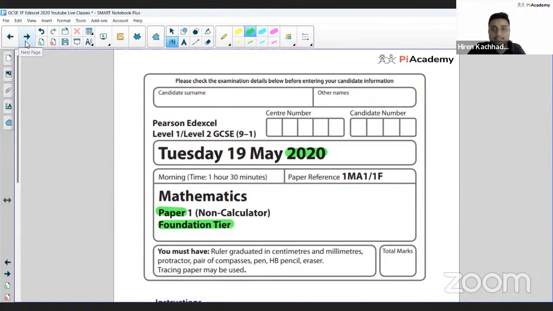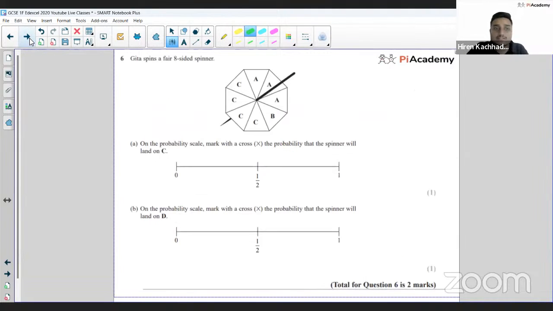Before I start, I'm telling you one point. We are not going to solve all the questions. We are going to solve some selected questions in today's lesson. So let's begin with our first question.